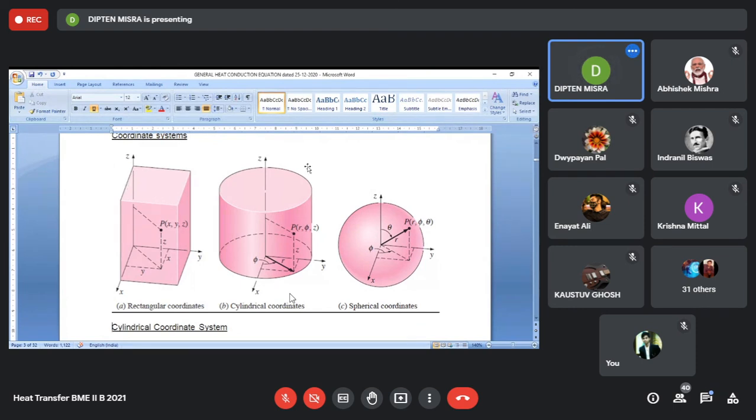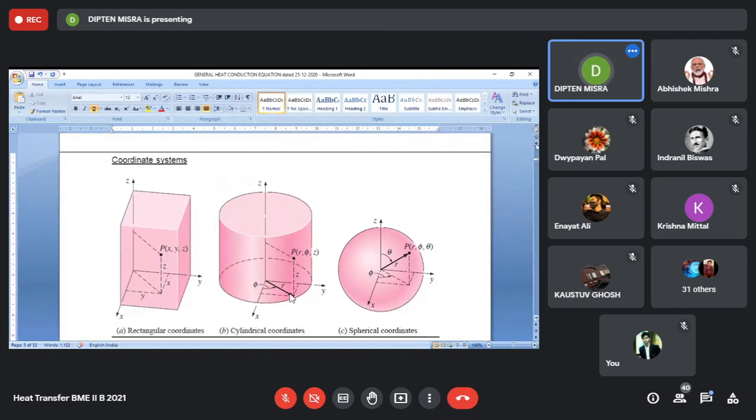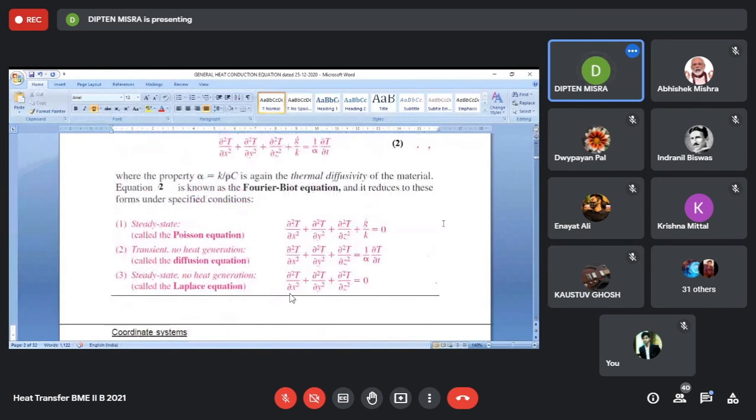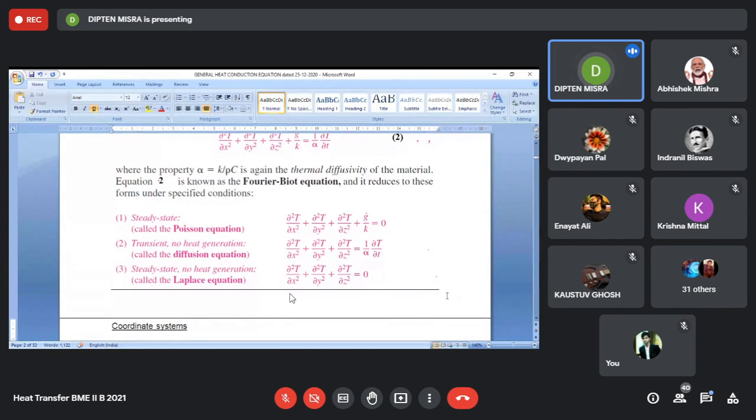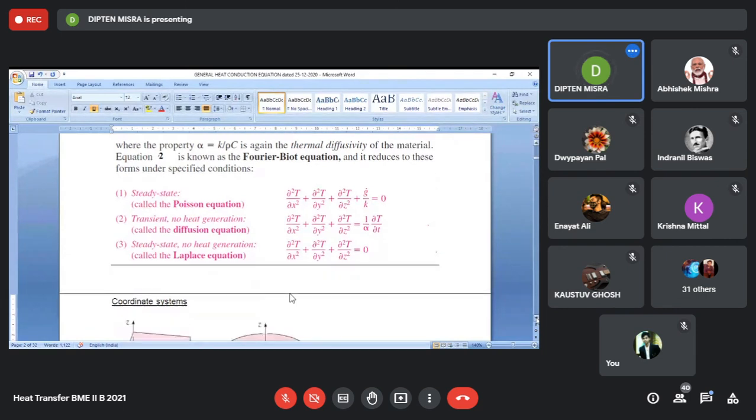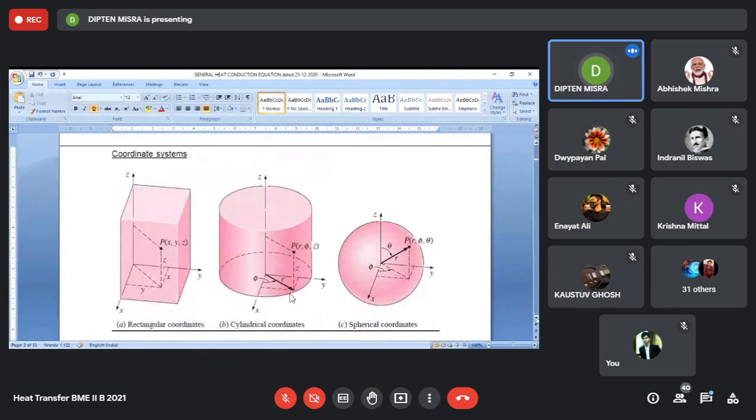Now, the next thing is that the way we have written this equation is in the rectangular Cartesian coordinate system. Now this may be convenient if we are dealing with cubical shaped bodies like the brick, like the wall, but not necessarily in all cases do we have to deal with that type of shape of the body. Many times we may have to deal with a cylindrical body. Sometimes we may have to deal with a spherical body.